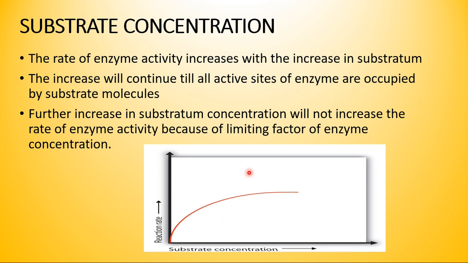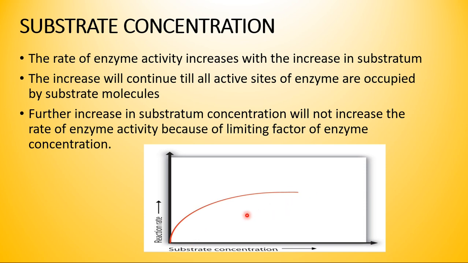So here, for example, 100 molecules of enzymes are there, and you are slowly adding 1, 2, 3, 4, 5, 6 until 100. So it is going on increasing. But after 100, there are no active sites for the substrate to occupy. Though you increase the substrate concentration, they are not going to have any increase in the reaction rate of enzyme.